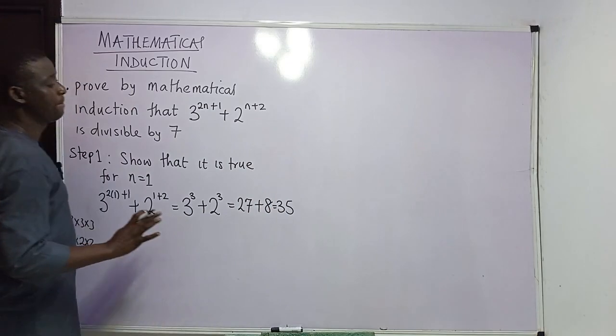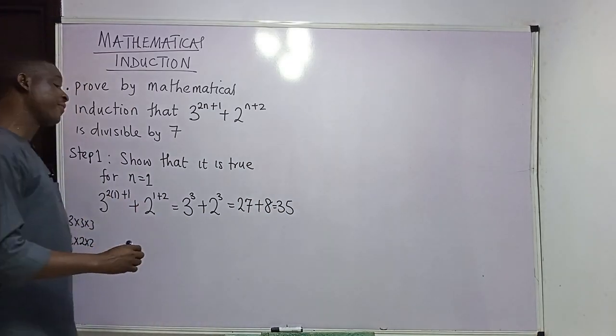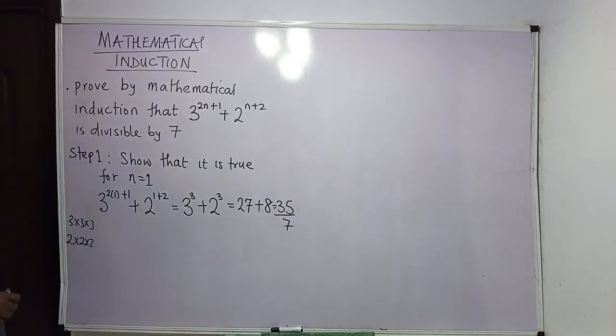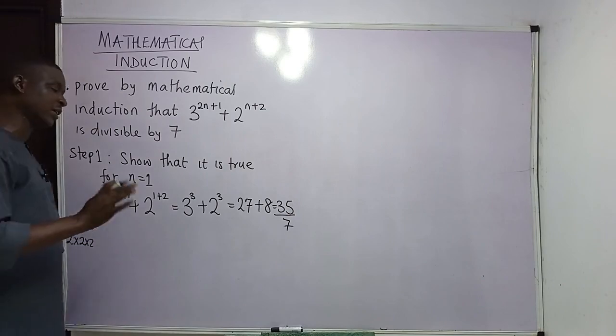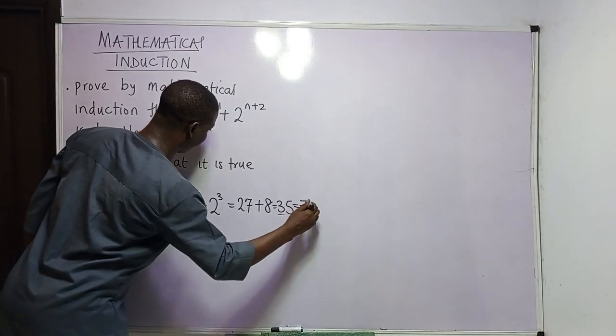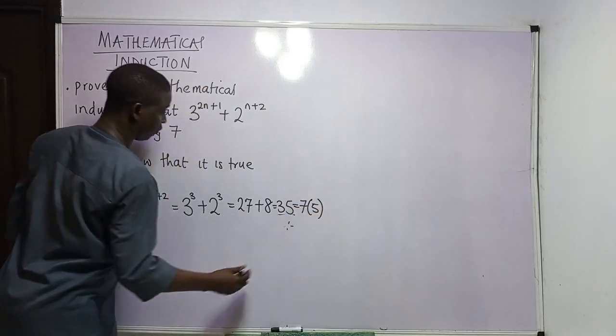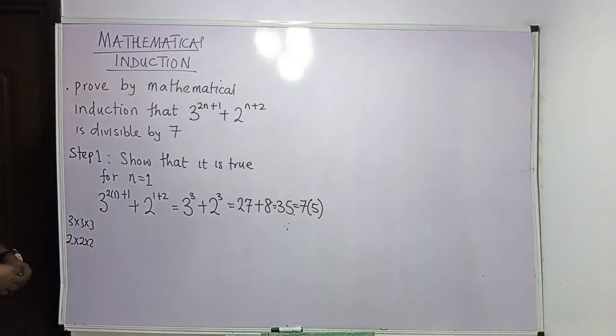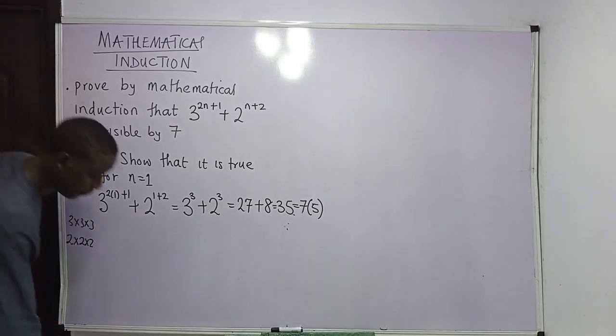We will have 35. Now, purely looking at 35, if I divide 35 by 7, it is divisible. It will not give me a decimal. So if you check, 35 is like 7(5). So that means it is divisible by 7, because 7 times 5 is 35. So that one is already proven.